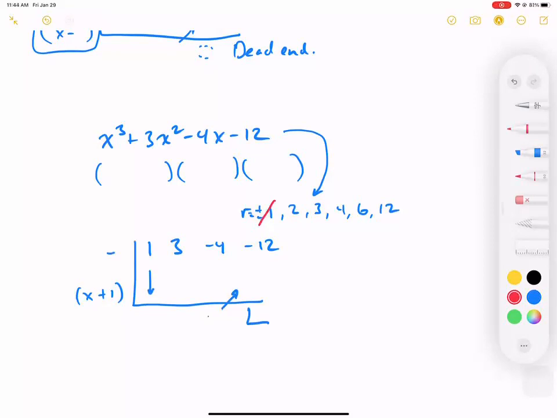I'm going to use red now. 2. Let's try negative 2. I have a negative sign there. That's right, negative 2. And we'll just change that to a positive 2. See that? Negative 2 plus 2 is 0.